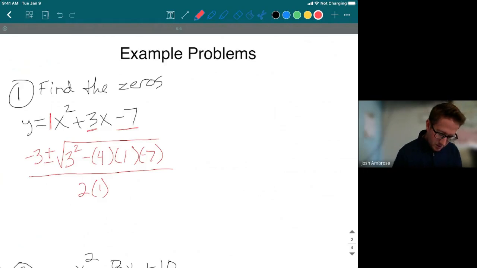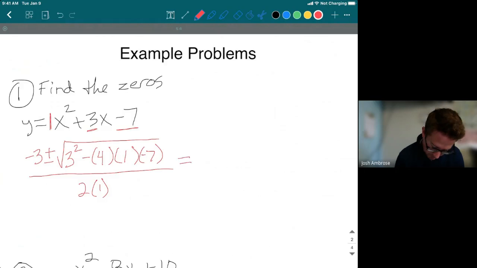Okay, so let's do all of that stuff underneath the radical. So we have 3 squared minus 4 times 1, and then that is a -7. Okay, plug all of that into the calculator, and I get a 37.